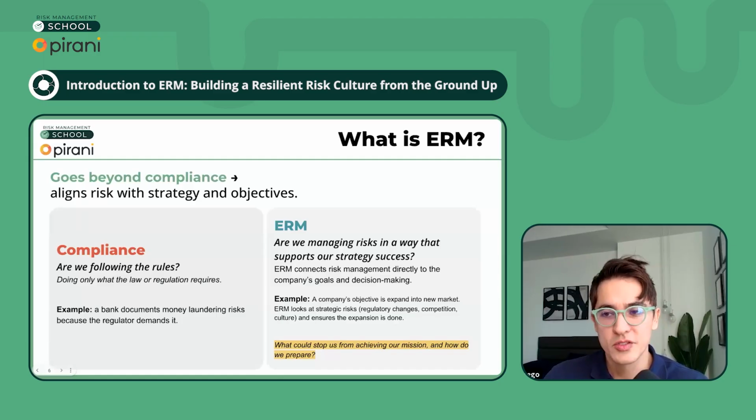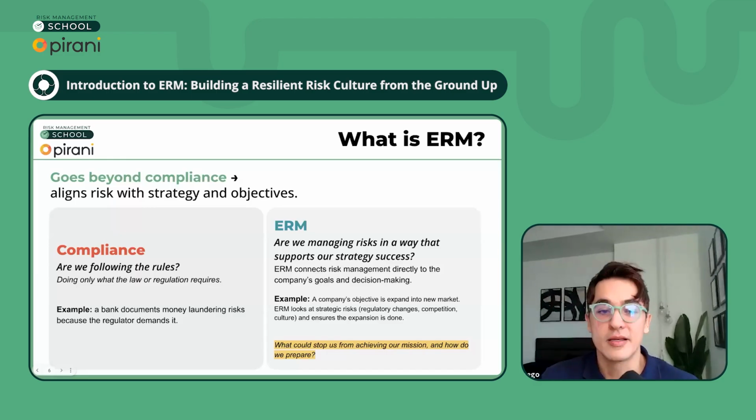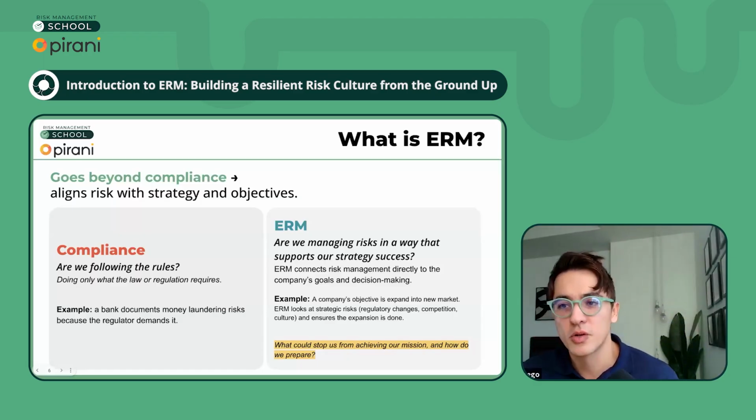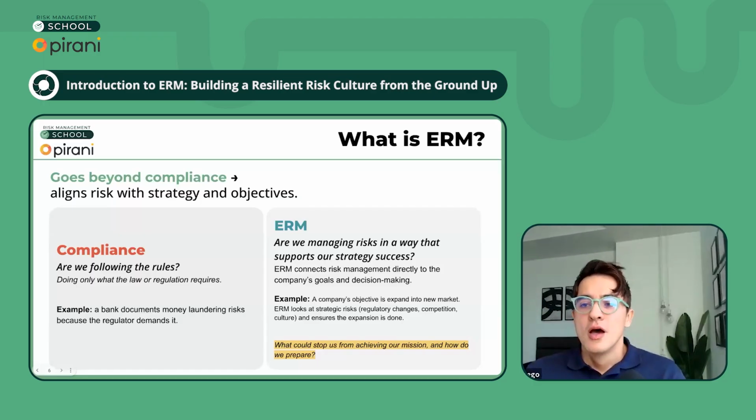So I also want to take this slide to say that ERM goes beyond compliance. What this graphic says is that compliance is: are we following the rules? Compliance is about doing only what the law or regulation requires. An example of that is a bank documents money laundering risks because the regulator demands it. But from the ERM perspective, it is different. Are we managing risks in a way that supports our strategy's success?